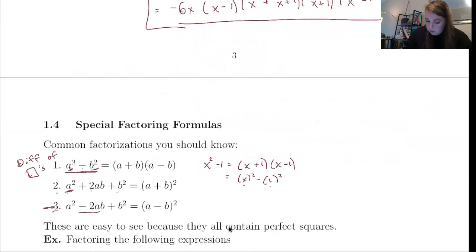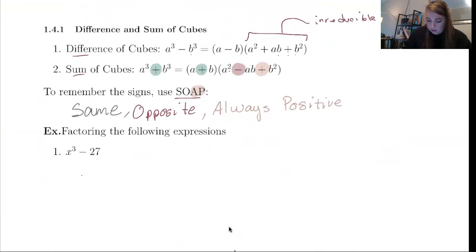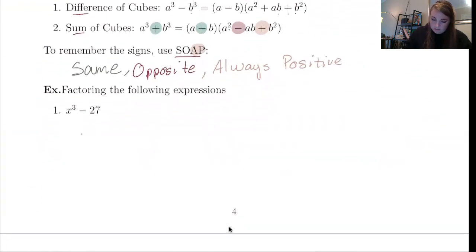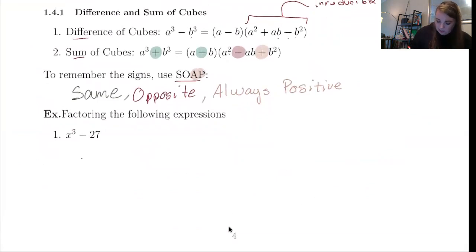Okay, so let's do a few more examples with our difference and sum of cubes. So x cubed minus 27. What is 27 the cube of? 3? 3 squared is 9 times 3 is 27. Yeah, so this is 3 cubed. Lots of 3's going on.